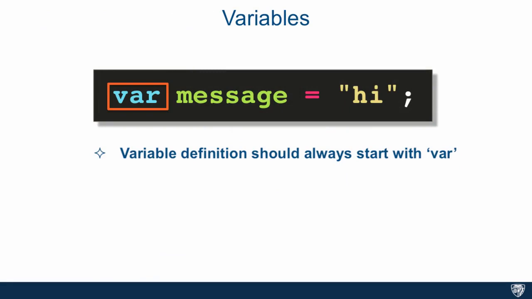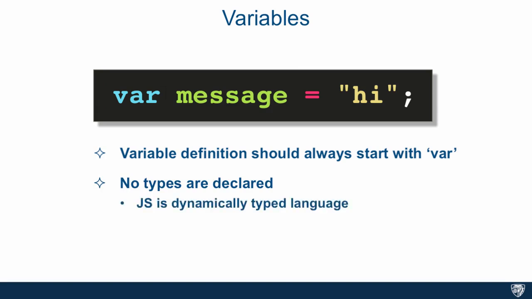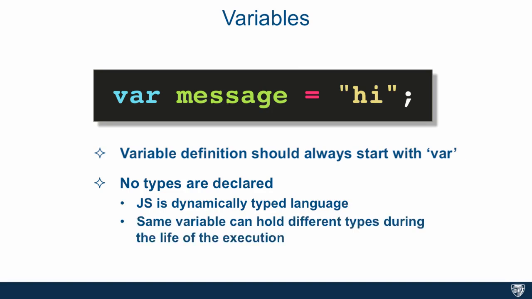Now, notice that no types are declared in JavaScript. And the reason for that is because JavaScript is called a dynamically typed language. What that means is that the JavaScript engine figures out the type of a particular variable at runtime. It also means that the same variable can hold different types during the life of the execution of the program. So a variable can start out as a string, then change to a number, then change to an object, and so on. And all of that is perfectly legal. So that's as far as variable definitions.